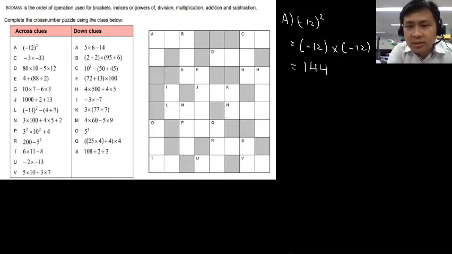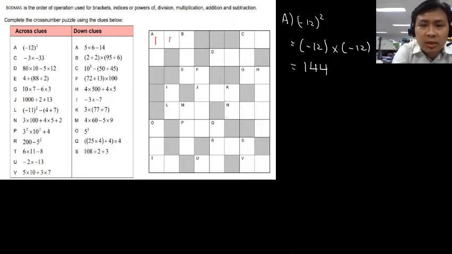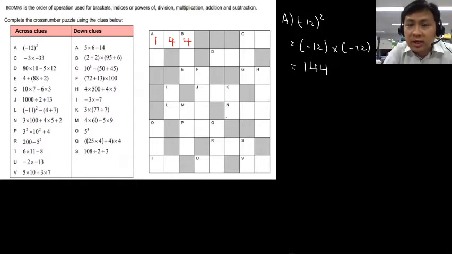Once you have completed this answer, you can actually write it in the across portion of answer A on the crossword puzzle. So the answer is 144. We'll insert 144 as part of the answer. Let's look at another example.